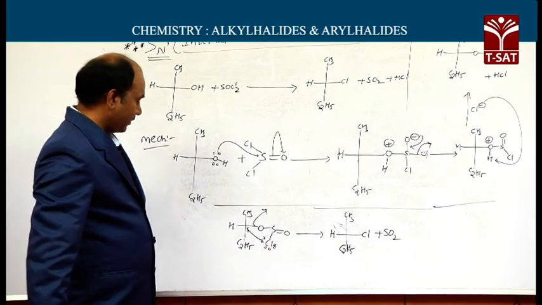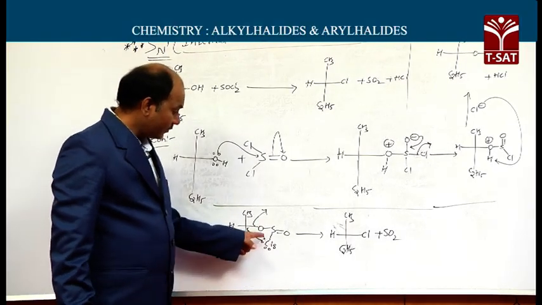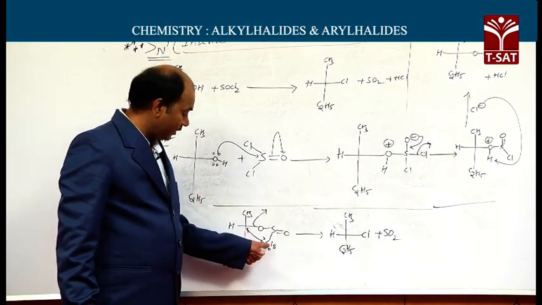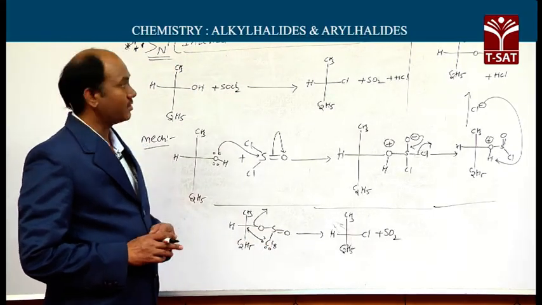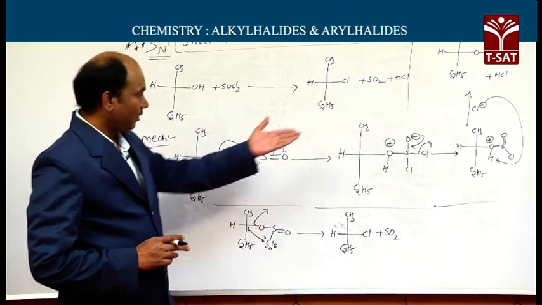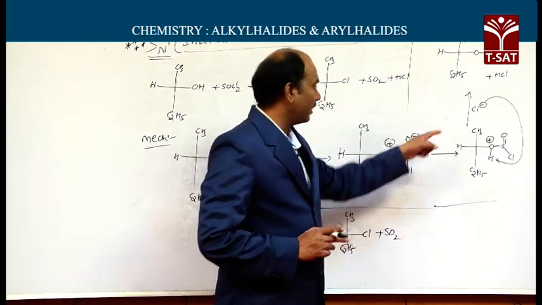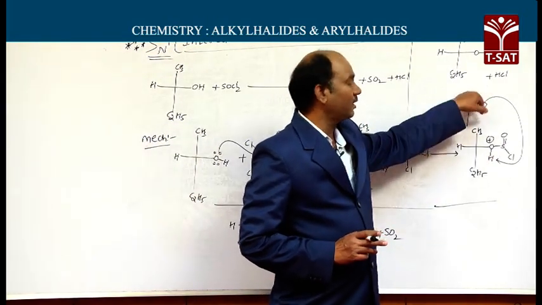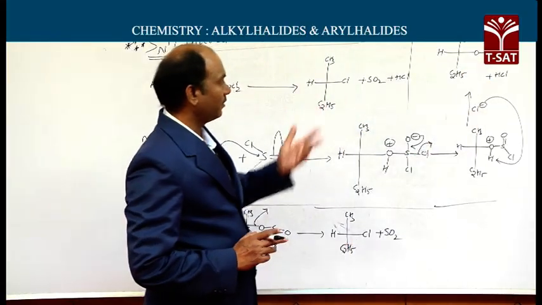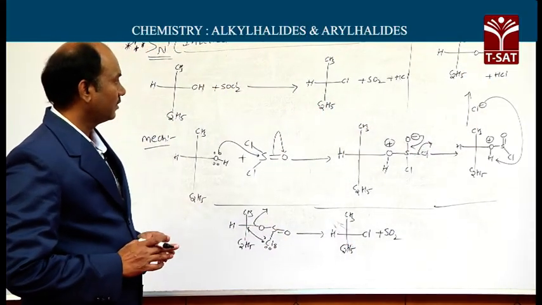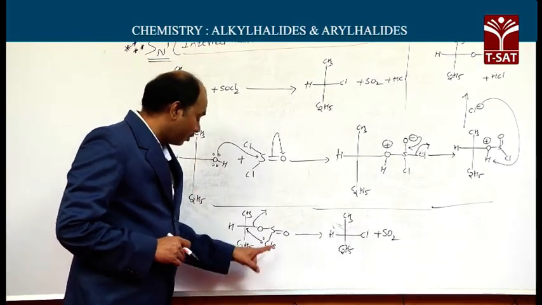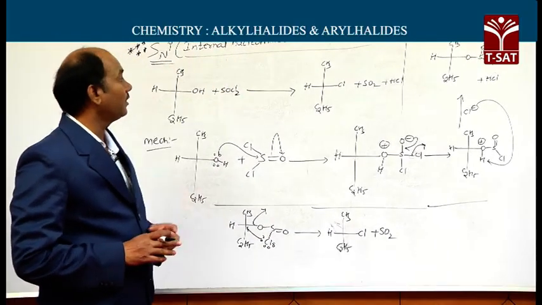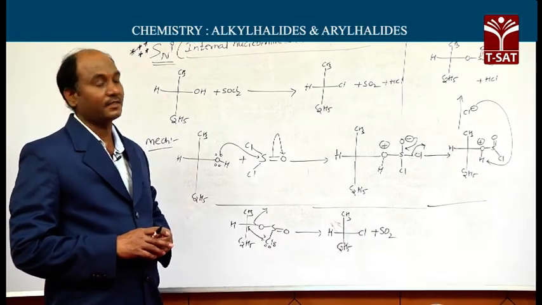If you observe the mechanism in this one, this internal Cl is internally attacking, therefore this is called internal nucleophilic substitution reaction. And here this Cl minus is present, but that Cl minus is abstracting this H plus and is eliminated as HCl gas. There is no HCl, there is no free Cl minus; an internal nucleophile is attacking, therefore this is called internal nucleophilic substitution reaction.